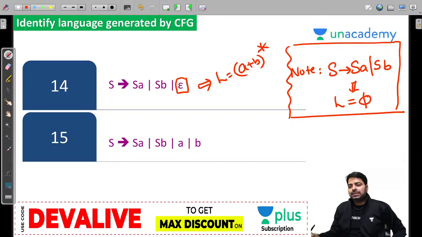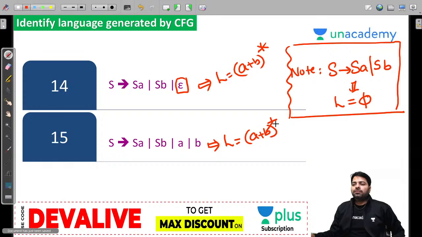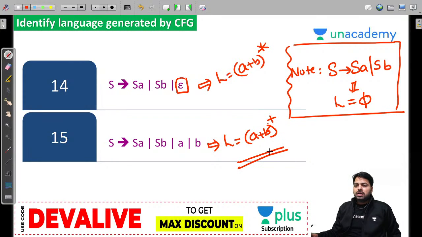And this one, because of A or B is the minimum, you will have (A+B)+. First (A+B)* comes, then A or B minimum, so that we get (A+B)+. Clear? (A+B) dot (A+B)*, which is (A+B)+. These are the basics we already know. We have practiced in the previous session, guys.